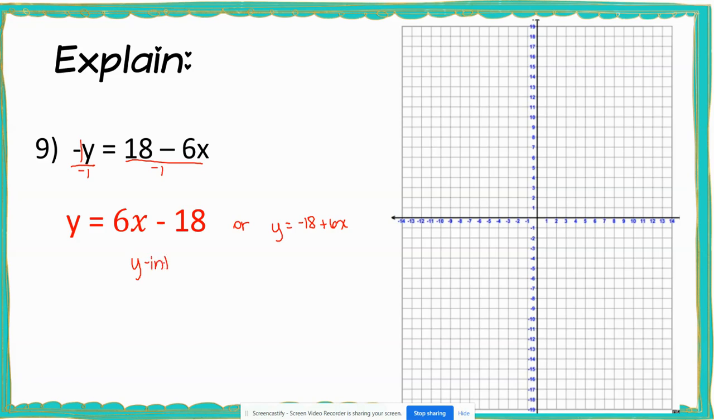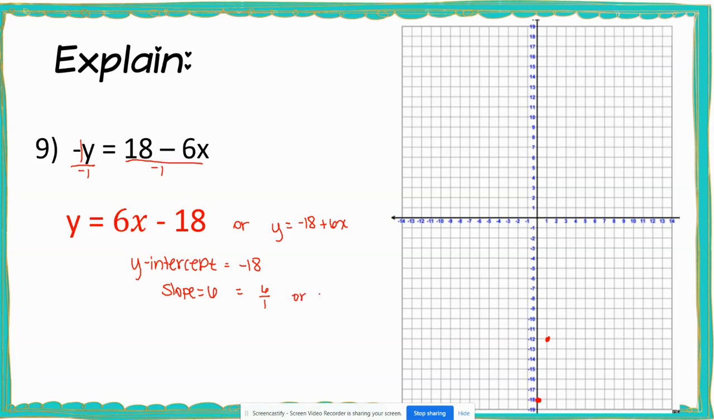The y-intercept in this case is negative 18, and the slope is positive 6. So since the y-intercept is negative 18, I'll go down to negative 18. Now the slope is positive 6. So remember, we want to write that as 6 over 1. Since that's a positive 6, I would move up 6 units, and then positive 1, I would move right 1.